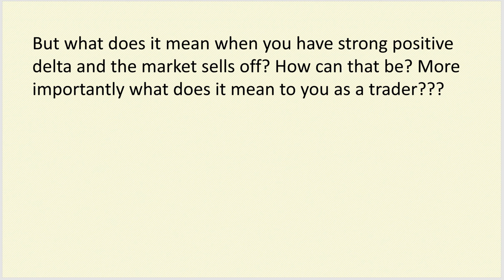But what does it mean when you have strong positive delta and the market sells off, right? How can that be? You think, why do I have positive delta and the market's selling off? I have aggressive buyers coming into the market, yet the market is selling off. And more importantly, you want to know, what does that mean to you as a trader? In the previous iceberg example, that was offering support to the market. This is the opposite.